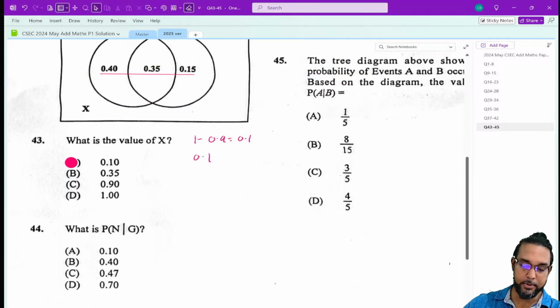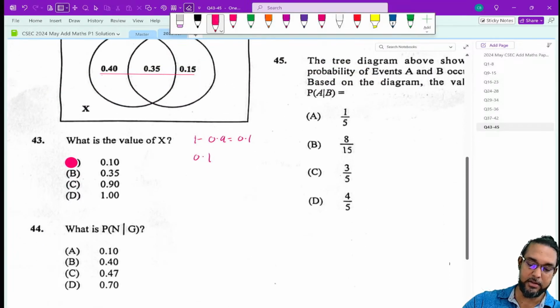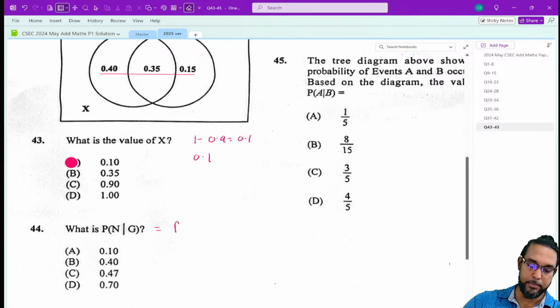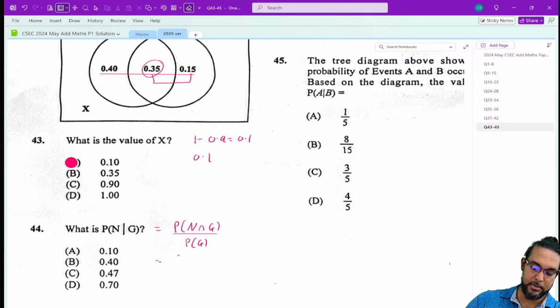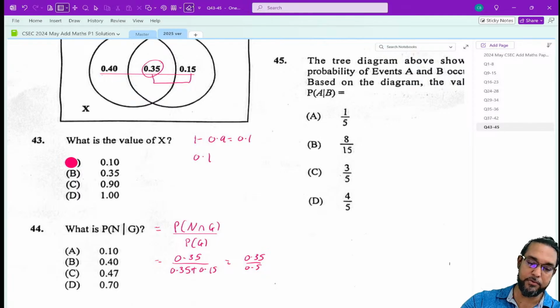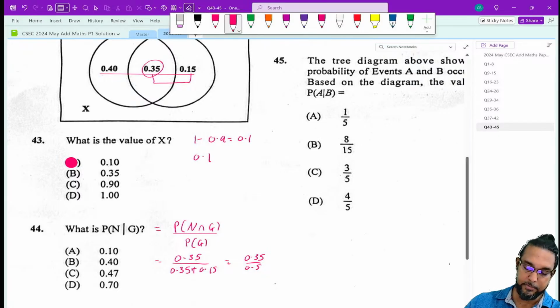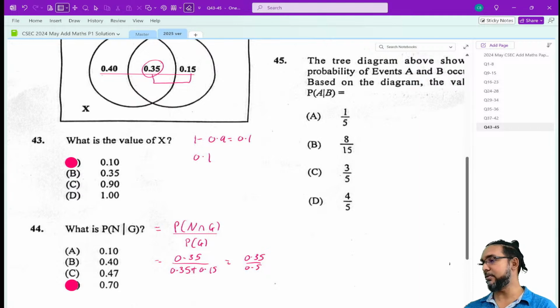What is the probability of n given g? Right, so the probability of n given g is equal to the probability of n intersect g, divided by the probability of g. So that's this divided by the sum of those two things. 0.35 over 0.35 plus 0.15, which is 0.5, so you have 0.35 over 0.5, which is 35 over 50, which is 0.7, 70%.